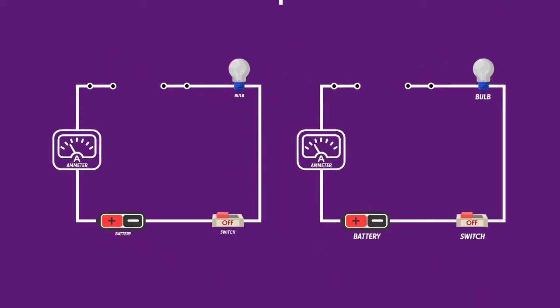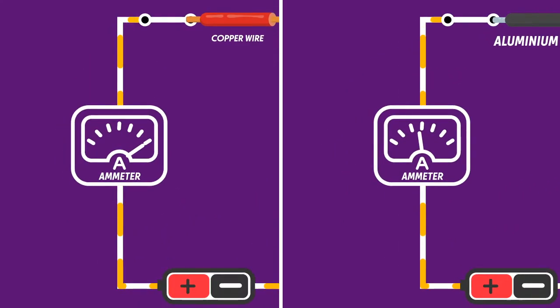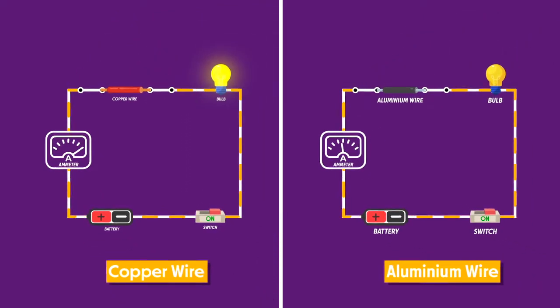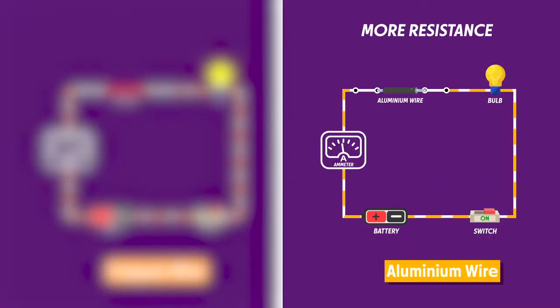Now, let's replace the silver spoon with some other materials like copper wire and aluminium wire. In this activity, we observe that the current in the ammeter is different for different components. Why does it differ? This is because certain components offer an easy path for the flow of electric current, while the others resist the flow.